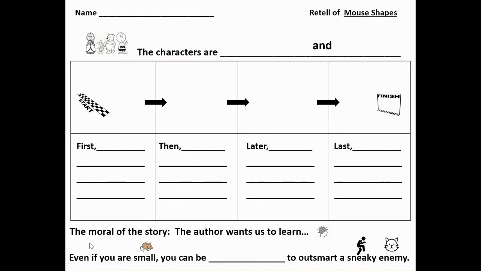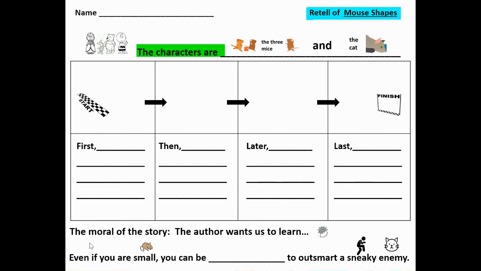So let's go over and retell the story Mouse Shapes. Who are the characters in the story? Say it in a complete sentence. The characters are the three mice and the cat.